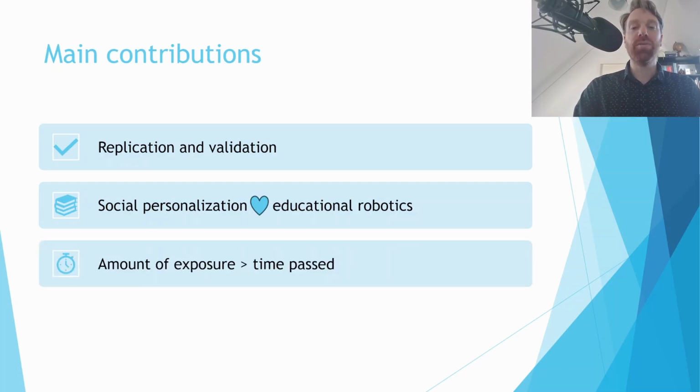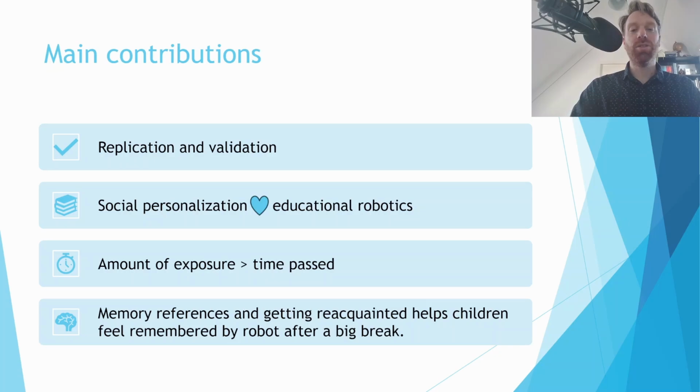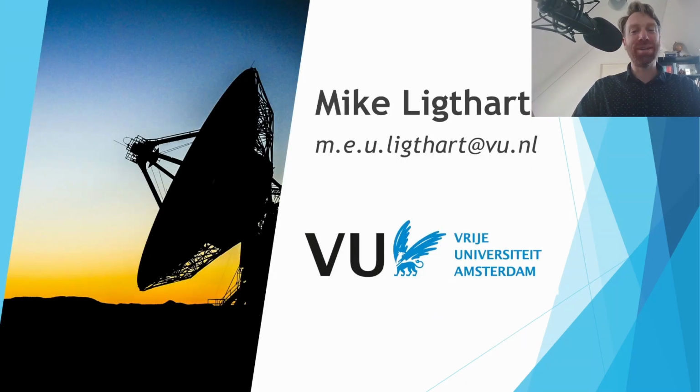We learned that the amount of exposure, instead of the time passed, is a more important factor for the novelty effect to dissipate and interest to falter. And finally, we learned that giving children the feeling of being remembered really contributes to sustaining the child-robot relationship after the break, and that memory references and an explicit, dedicated getting reacquainted moment in particular is a way to give children that feeling. This is all my time.